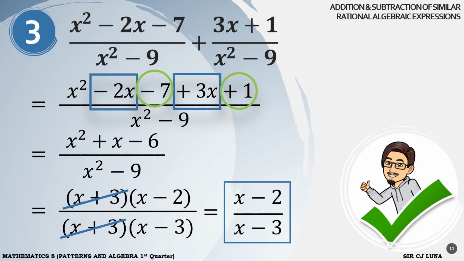Can we cancel x and x? No, we cannot, because they are not factors. They have terms with them: minus 2 and minus 3. So they are not factors. We can only cancel factors. Okay? Very good. So this is our answer: x minus 2 over x minus 3.